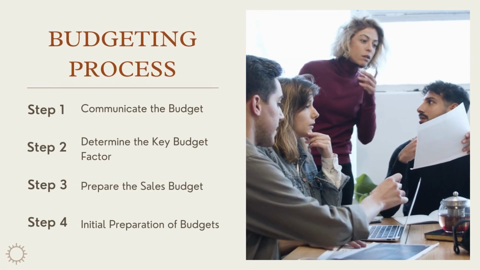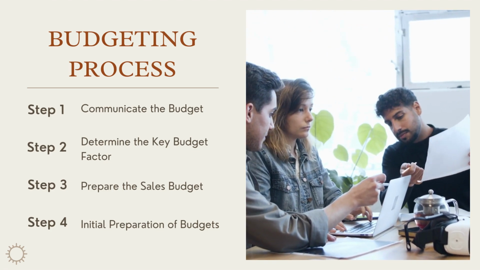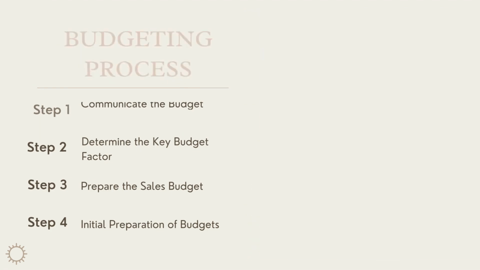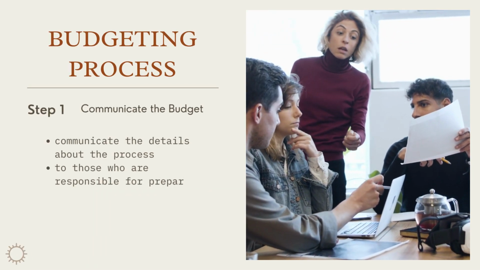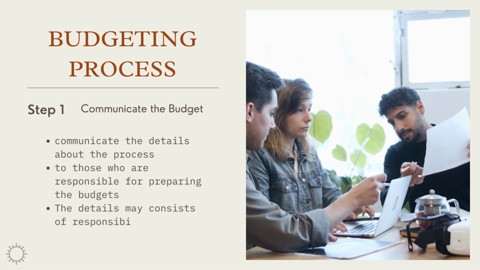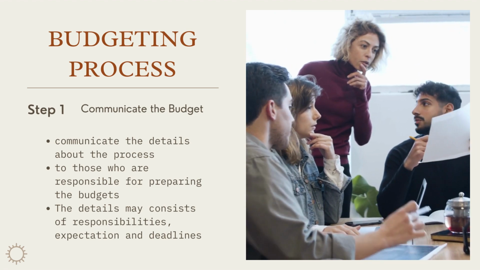I will continue with the budgeting process and the key budget factor. The budgeting process consists of 8 steps that must be followed in order to prepare and implement budgets. The steps are: number 1, to communicate the details about the process to those who are responsible for preparing the budgets. The details may consist of responsibilities, expectations, and deadlines.